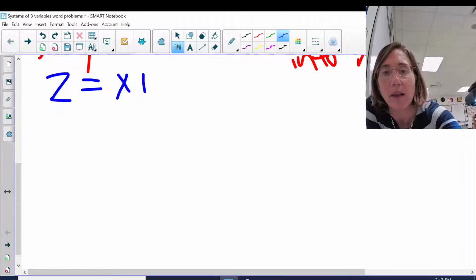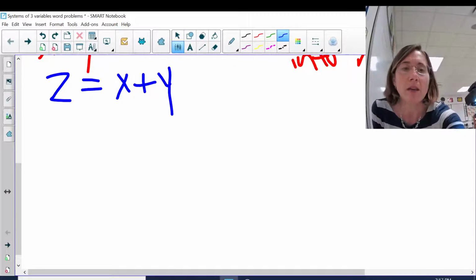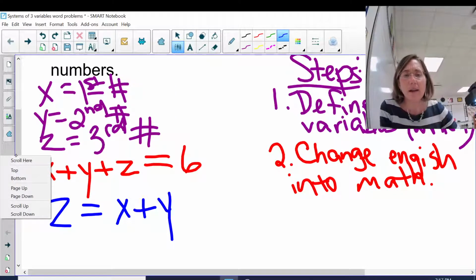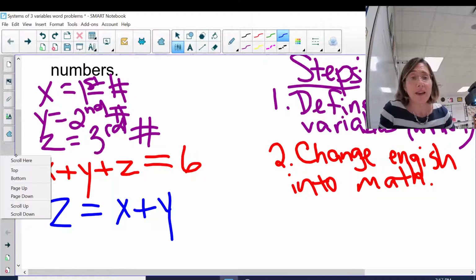So x plus y. Do you see why it's helpful to have those written down here in purple so that I can see what's what? I don't have to think about it every time. So the third number, z, is, that means equals, the sum of the first and second. That's where you get the x plus y part. So there's my second equation.